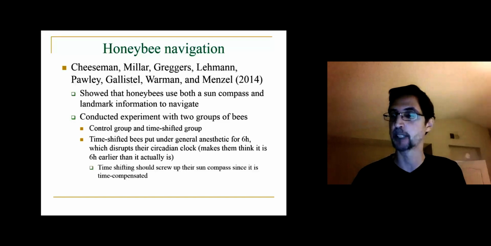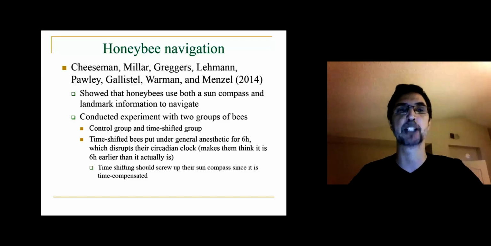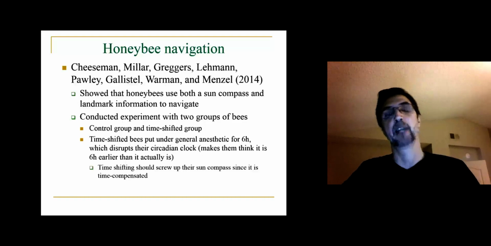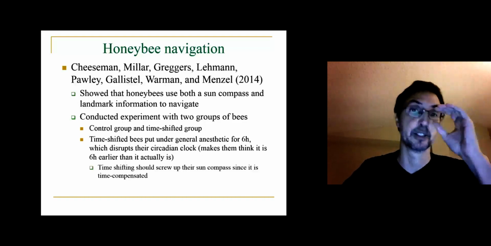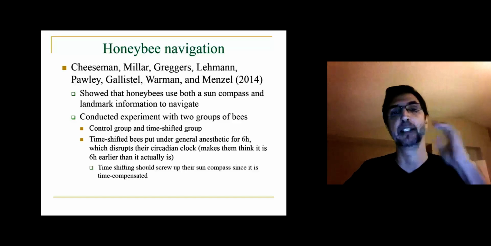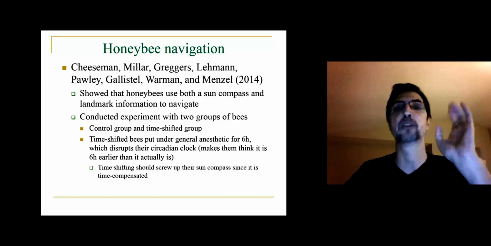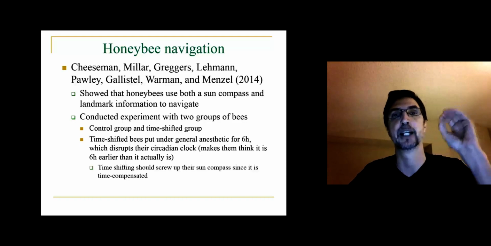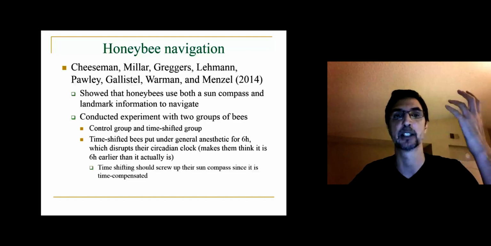But what I want to do now is briefly tell you about a study by Cheeseman and colleagues that shows that honeybees can use both a sun compass and landmark information to navigate. The main point of their study is that bees know when to use these different kinds of information. If landmark information is available, that's what they use. Only when landmark information isn't available do they switch to using a sun compass.